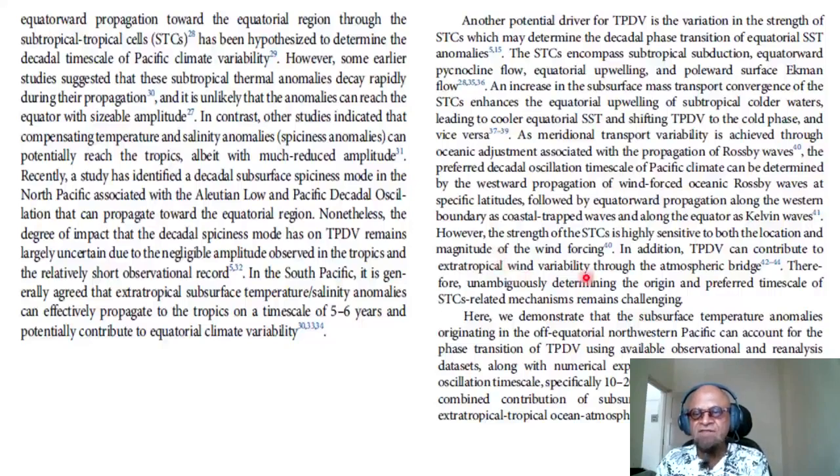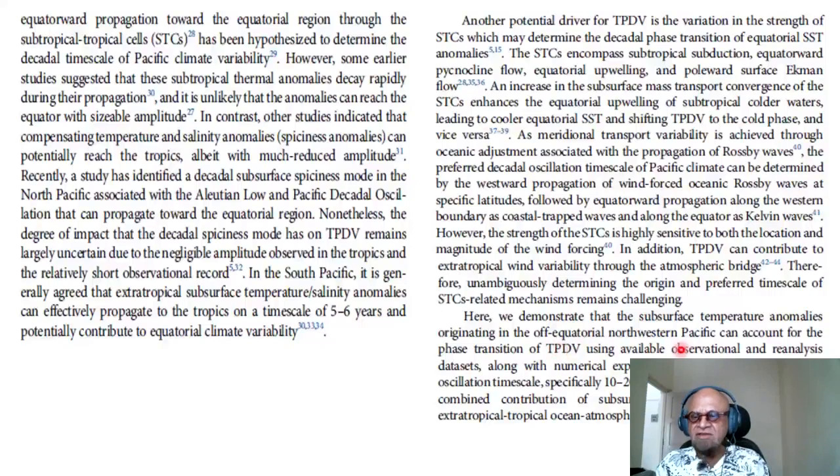However, the strength of the STCs is highly sensitive to both the location and magnitude of the wind forcing. In addition, TPDV can contribute to extratropical wind variability through the atmospheric bridge. Therefore, unambiguously determining the origin and preferred timescale of the STC-related mechanism remains challenging. So we are finding partial answers. We know a lot of things, but a lot of things remain unknown. But this is how science works, right?